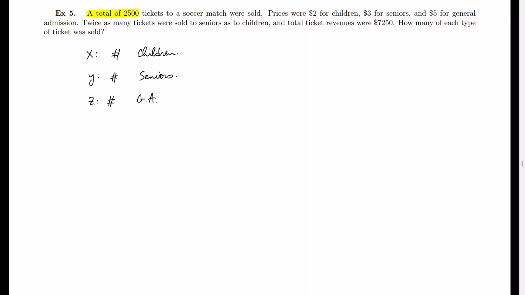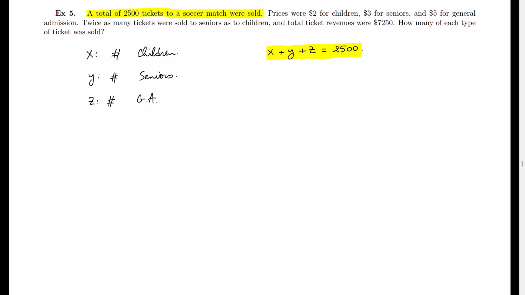And reading the first sentence in this problem, I am told that a total of 2,500 tickets were sold. So that tells me that X plus Y plus Z adds up to 2,500 tickets. So that's the translation of the first sentence. And if I continue reading, it says that the prices were $2 for the children, $3 for the seniors, and $5 for general admission. So this has nothing to do with the number of tickets. It just tells me the price of the tickets.